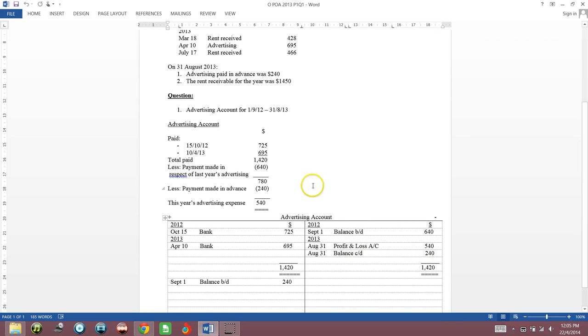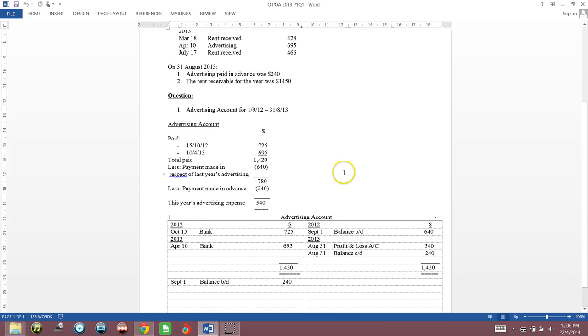So in other words, it's a similar working like this, just in a different format. If you work it out this way, this is your advertising paid, so you minus advertising made in respect of last year, and then you minus advertising made in advance, and you will get your advertising expense, which would be debited as an expense to the profit and loss account, in other words, transferred to the profit and loss account. So you put your profit and loss account.